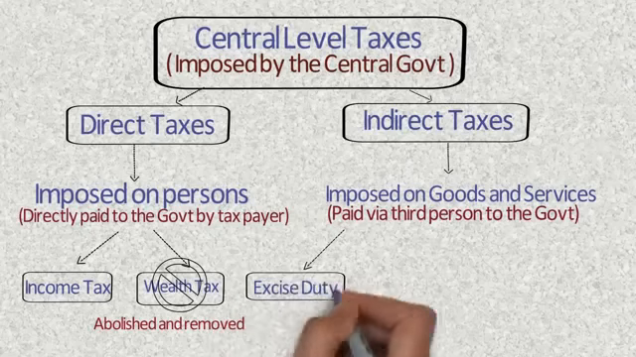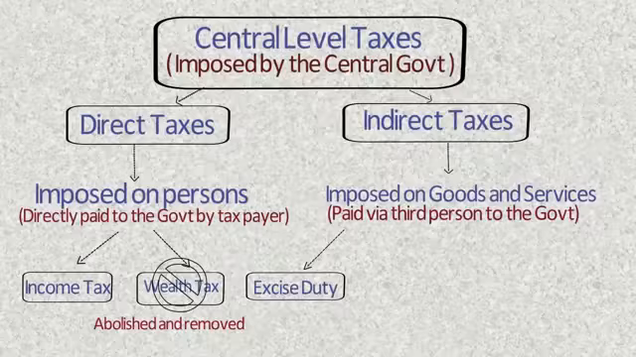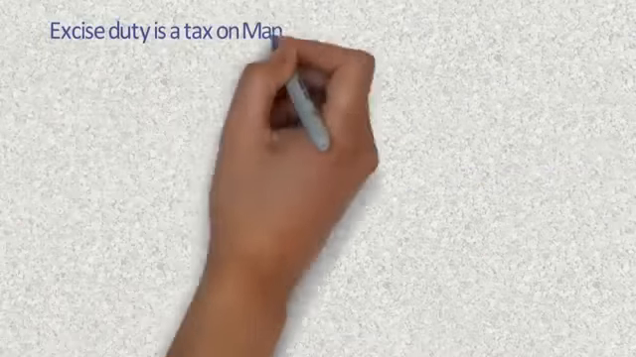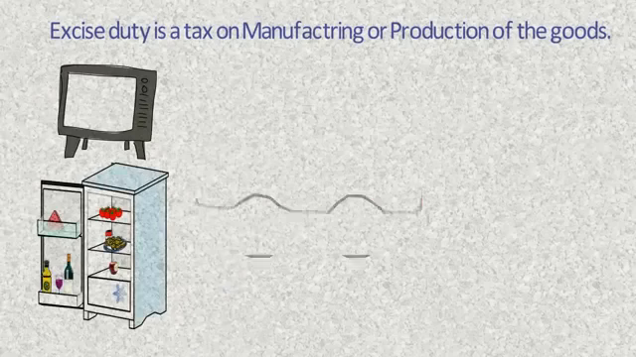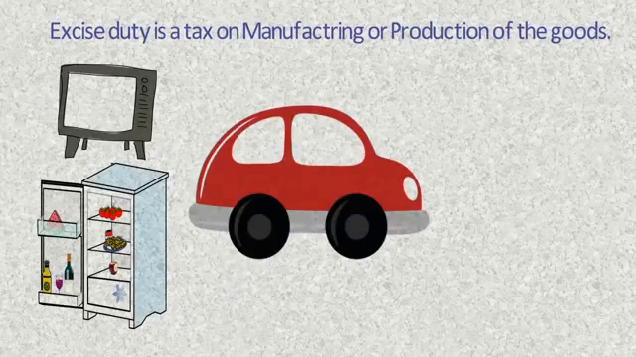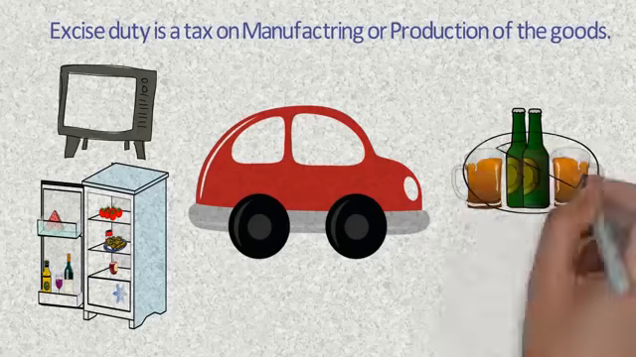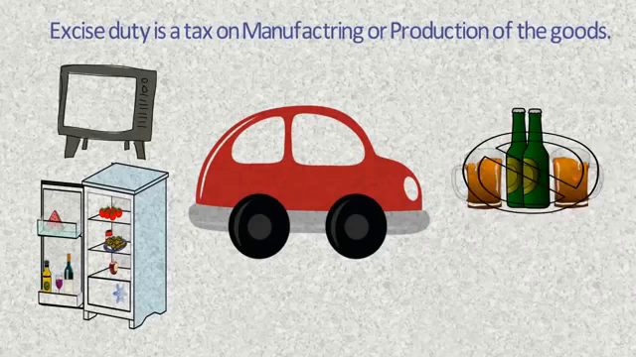Excise duty. Excise duty is a tax which is imposed on goods manufactured in India. In simple words, it is a tax on manufacturing or production of the goods. When you buy any product like television or refrigerator or car, you pay excise duty which is included in the cost of that product. Central government is empowered to impose excise duty on manufacturing of all goods except on manufacturing of alcohol and liquor. Excise duty on alcohol and liquor is subject to state level taxes.